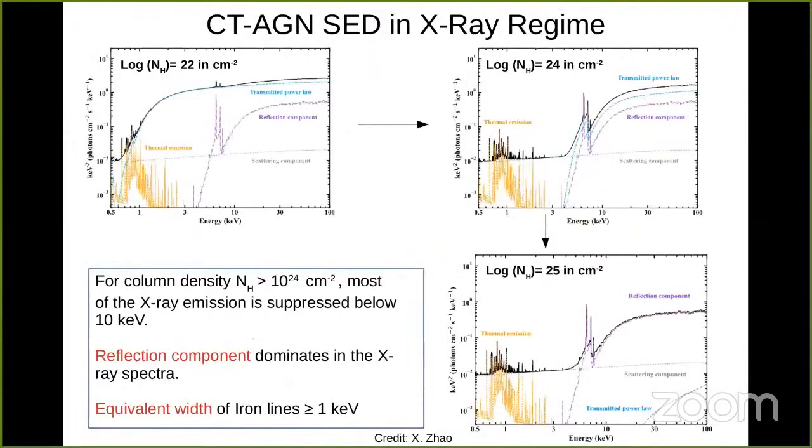Therefore, this is how the AGN SED changes with column density. Here you can see for column density 10^22, the power law dominates in both soft and hard X-ray parts. With increase of column density over 10^24 per centimeter square, the X-ray emission below 10 keV is completely suppressed and the reflection component starts to dominate over the power law. You can also notice a strong iron K alpha line, which generally has an equivalent width over 1 keV for CT AGN. So this is how a CT AGN SED looks like in the X-ray regime.